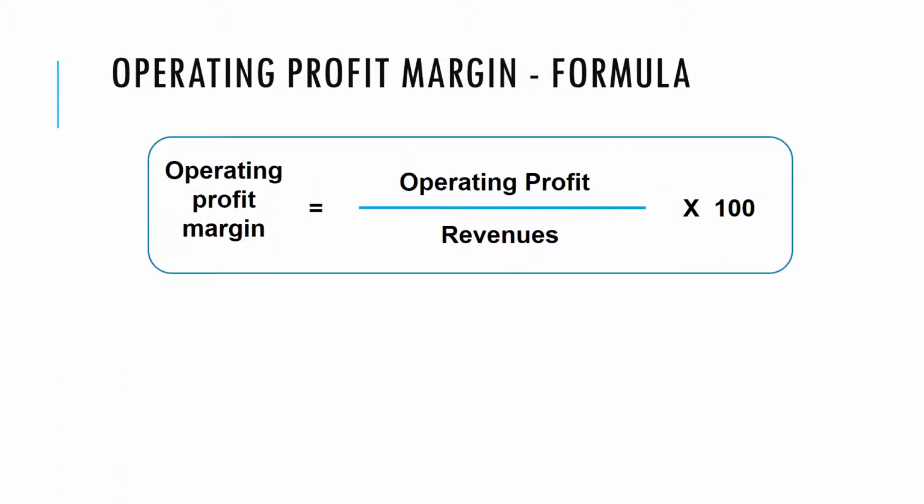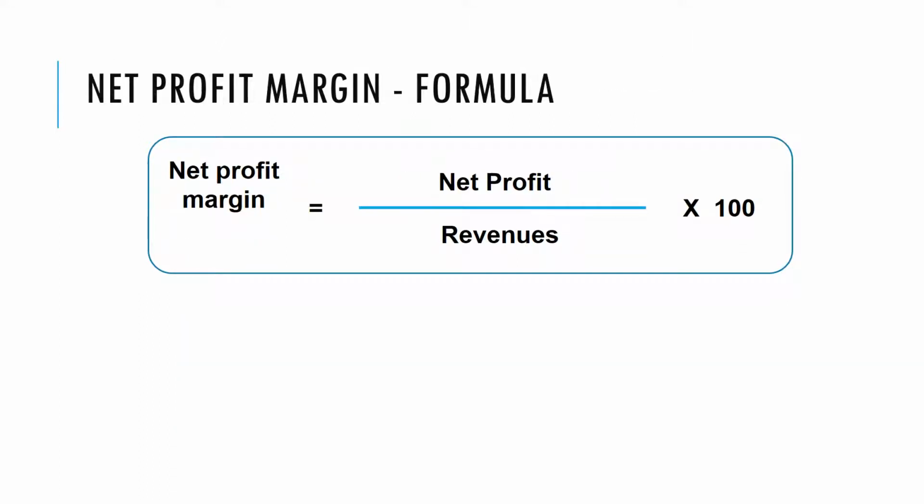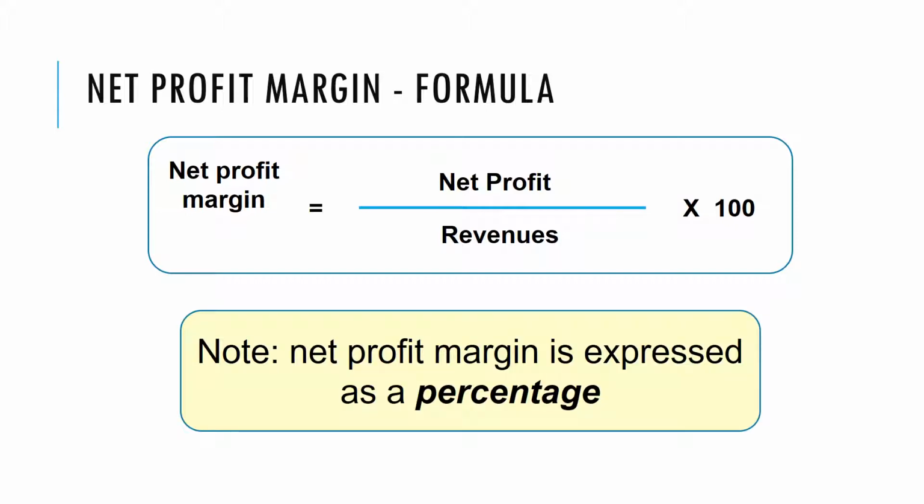The next one is operating profit margin. Operating profit margin is operating profit divided by revenue times 100. And again, it is expressed as a percentage. The final one, see where it's going, net profit margin, profit for the year margin, is net profit divided by revenues times 100. Again, net profit margin is expressed as a percentage.